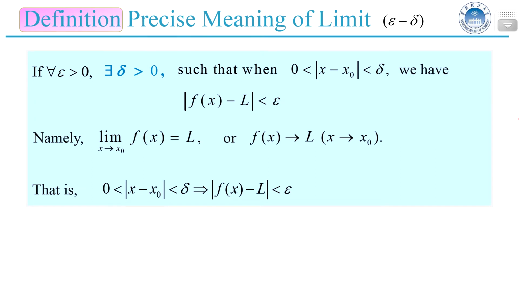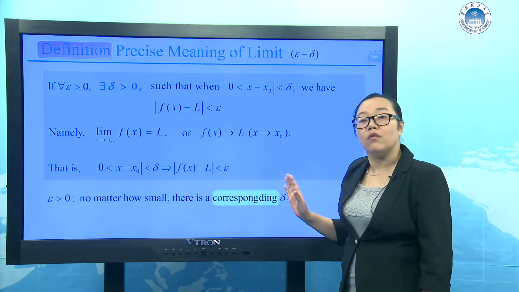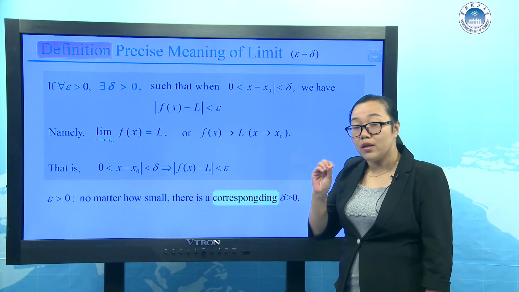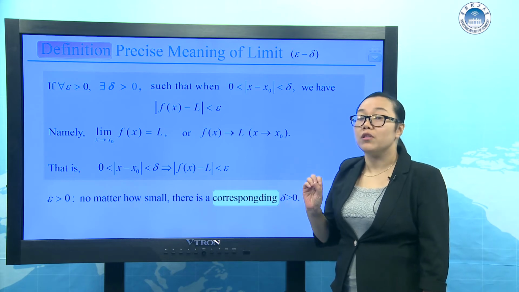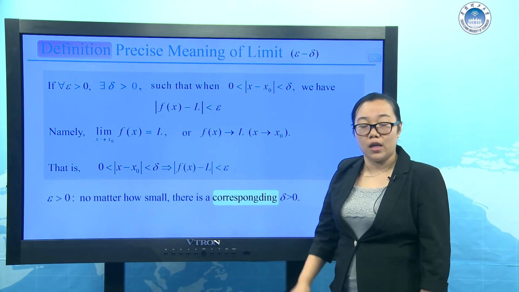We have this expression. Pay attention to epsilon greater than 0. No matter how small, there is always a corresponding delta greater than 0. Corresponding means epsilon is given, delta will be found. Epsilon is changeable, delta will be changeable. Delta is determined by the epsilon.